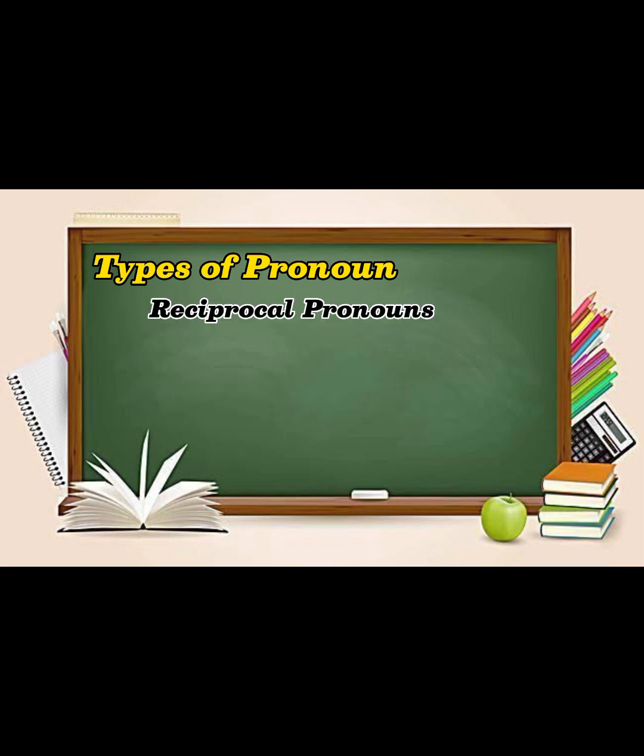Then the last one, reciprocal pronouns. They are the pronouns used to express a mutual relationship, or we can say that when each of two or more subjects is acting in the same way towards the other. For example, in a sentence, we can say that A is talking to B and B is talking to A. So we say A and B are talking to each other. In this sentence, each other is our reciprocal pronoun, and we can also say that one another is also an example of reciprocal pronouns.